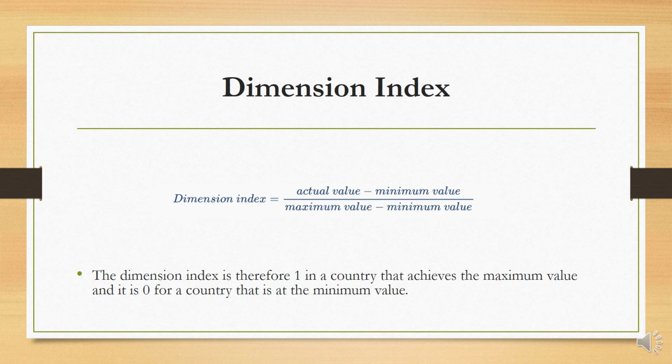Here is the formula for the dimension index. Dimension index is equal to the actual value received from a country minus the minimum value, divided by the maximum value minus the minimum value. The dimension index is therefore 1 in a country that achieves the maximum value, and it is 0 for a country that is at the minimum value.